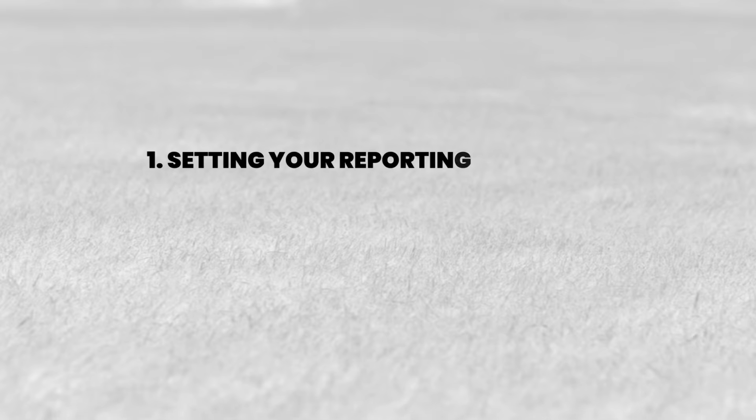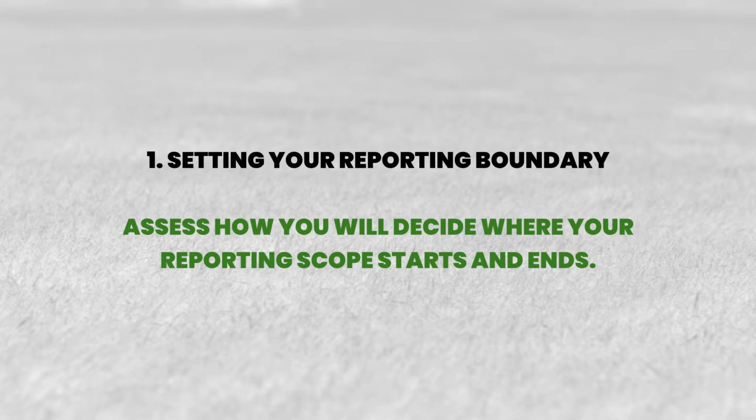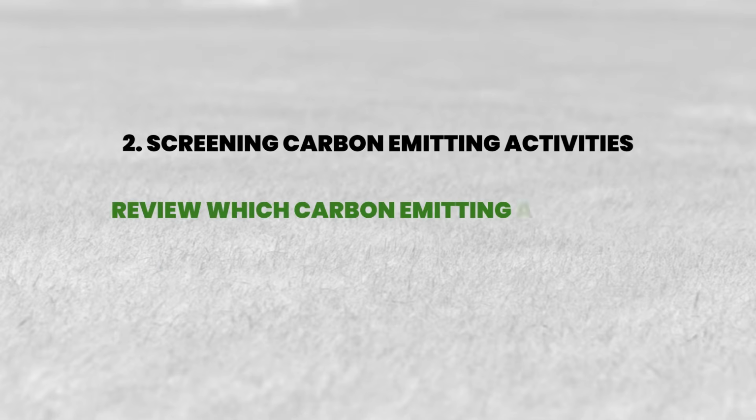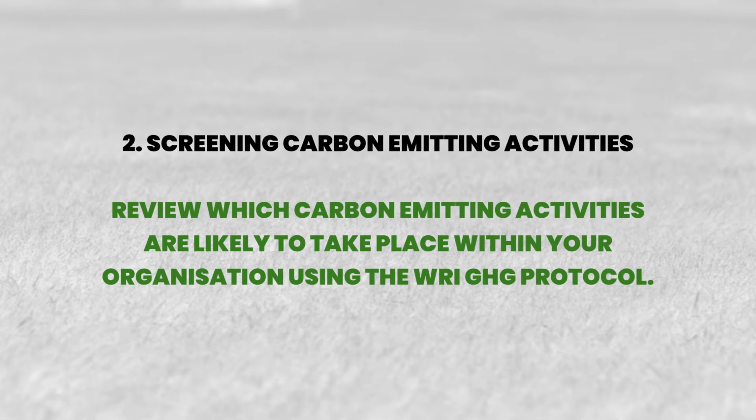1. Set your reporting boundary. Assess how you will decide where your reporting scope starts and ends. 2. Screening carbon emitting activities. Review which carbon emitting activities are likely to take place within your organisation.